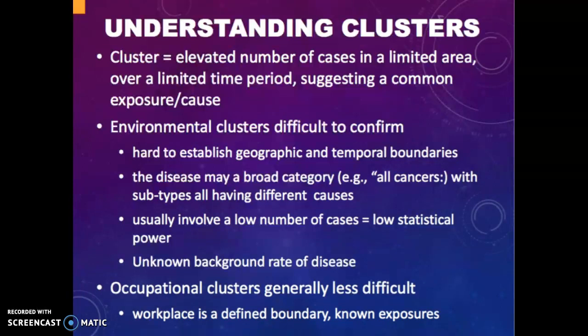This may be because it's difficult to establish geographic and temporal boundaries. For example, you may get very different epidemiological estimates depending on how far back you go in time to look for cases. A common reason for perceived clusters not actually being clusters is that people may think of cancer as one disease, but in reality there are many different types of cancer with very different risk factors. Clusters are usually fairly small, limiting the statistical significance of any epidemiological study that is done. Also, you may not have information on the background rate of disease to determine if your observed number of cases is greater than what you expect.